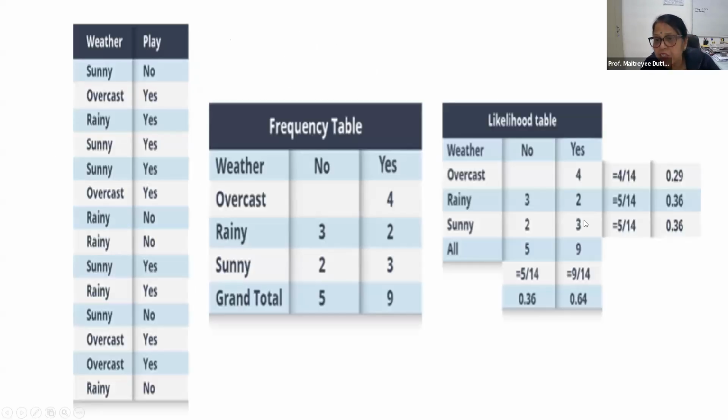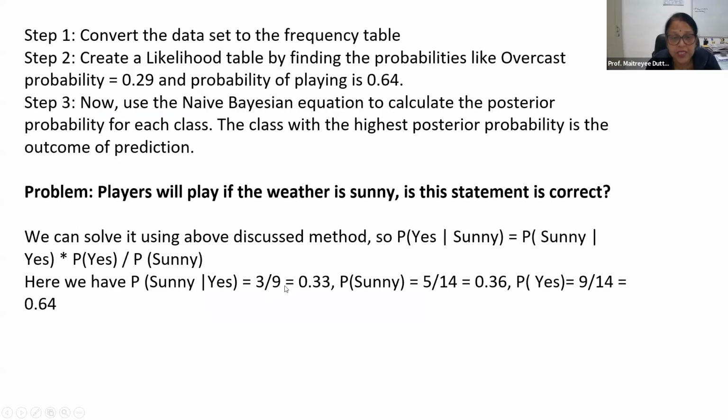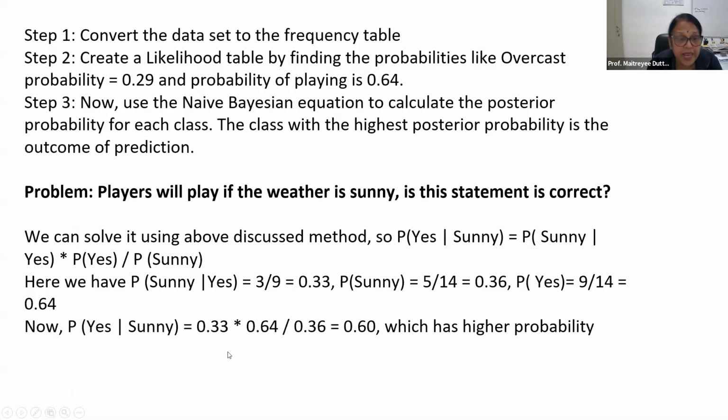P Sunny by is your 3 by 9. P Sunny by yes. That means how many yes are there in P Sunny? That is your 3 by 9. So we have calculated 3 by 9. So what will be P yes by Sunny? So you are calculating 0.33 into 0.64 divided by 0.36 equal to 0.60.